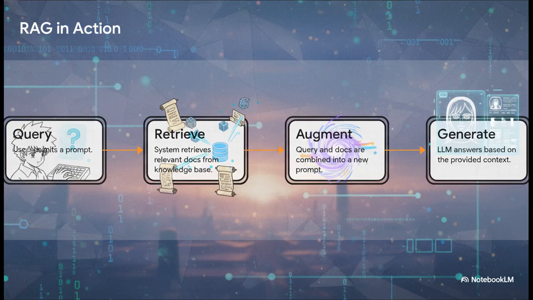Let's just quickly walk through how RAG works, because it's a total game changer. So, a user asks a question, the system instantly shoots over to a knowledge base and grabs the most relevant documents. Then, it bundles up the original question and those documents into a new, supersized prompt. Finally, it sends that whole package to the LLM, which now has all the fresh context it needs to give a really accurate, up-to-date answer.